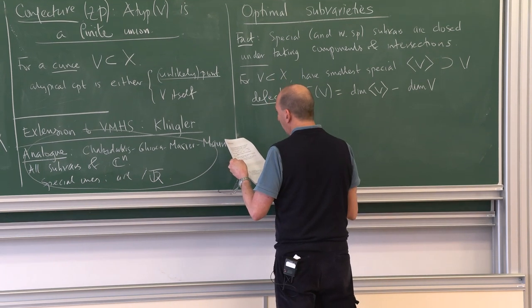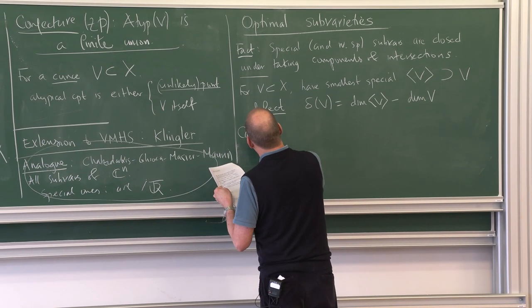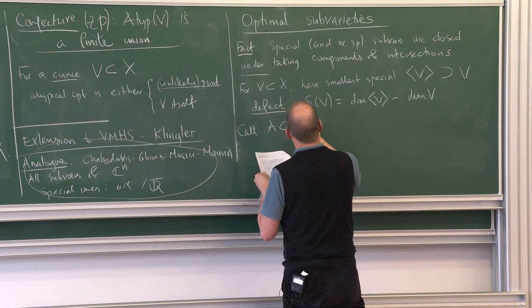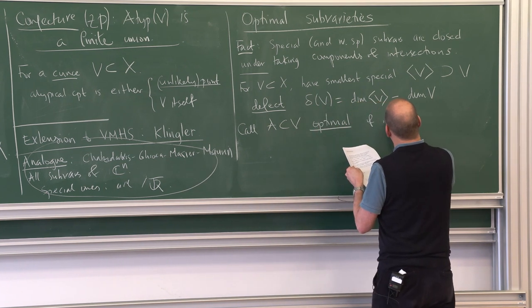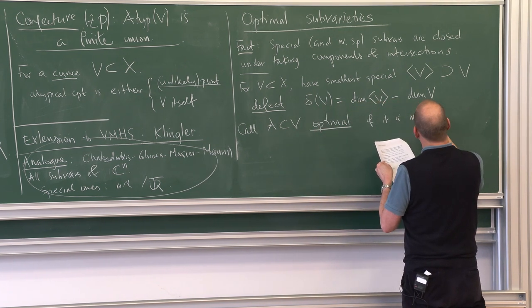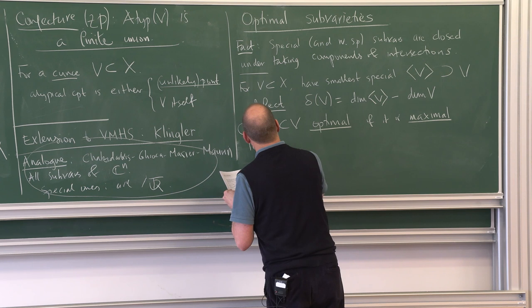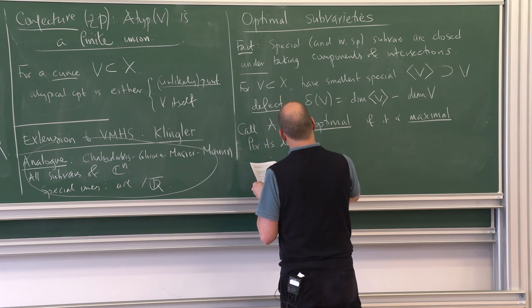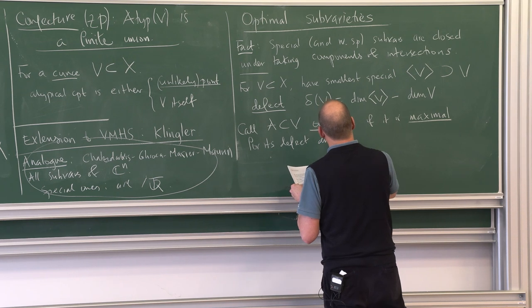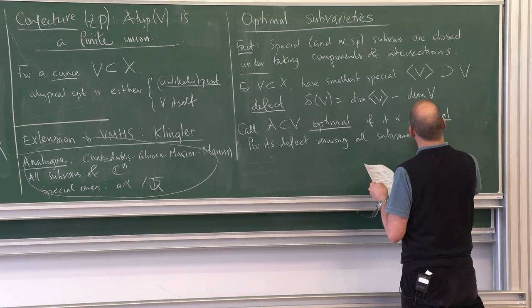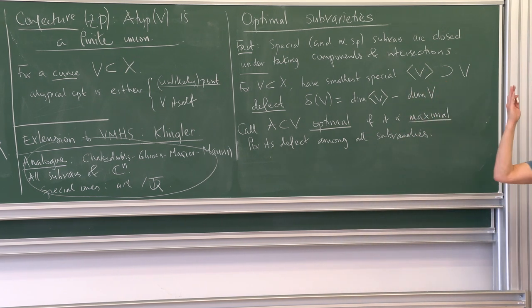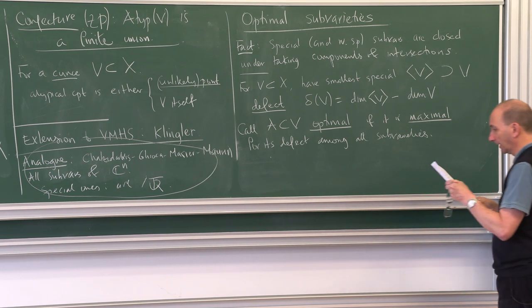But now we can call a subvariety A in V optimal if it is maximal for its defect among all subvarieties. That you can't make A bigger as a subvariety while keeping the same defect. The defect has to get bigger if you make the variety bigger.